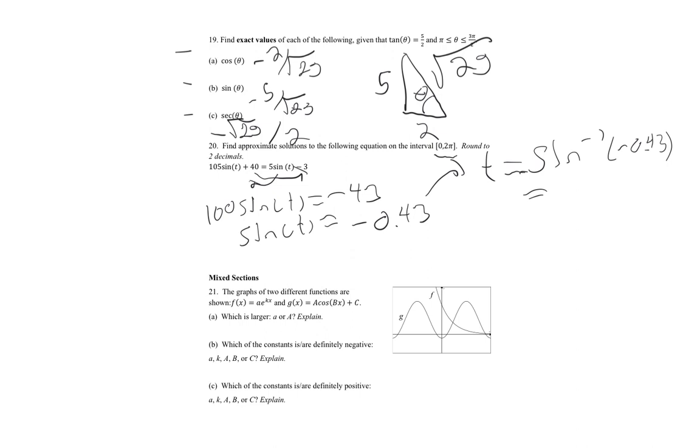Okay, so arc sine of negative 0.43 is approximately negative 0.44. We want approximate solutions, so that's fine. Here's the problem. This is not in our interval from 0 to 2 pi. So this is in the fourth quadrant, because I know that it's negative and it's less than pi over 2. I'm going to add 2 pi to negative 0.44, and I get 5.84.